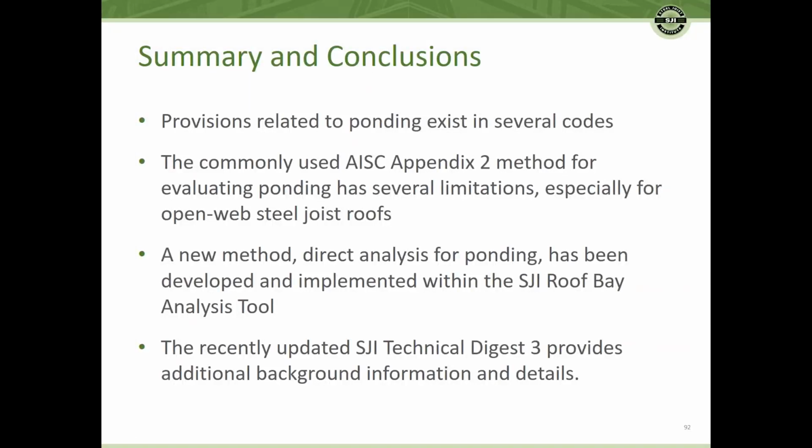So with that, I'd just like to make a few concluding remarks. In this presentation, we've given an overview of some of the design provisions related to ponding, including the methodology of assessment in Appendix 2 of the AISC Specification. We've identified several limitations of that commonly used methodology, especially for open web steel joist roofs. We introduced a new method for ponding assessment, its implementation within the SJI Roof Bay Analysis tool, and a couple of examples illustrating its use.